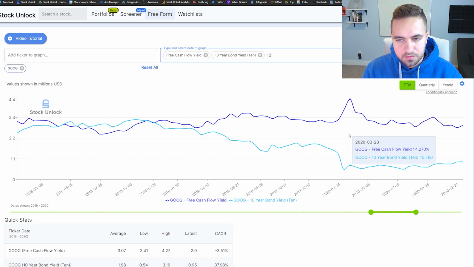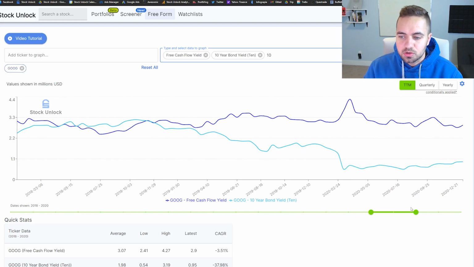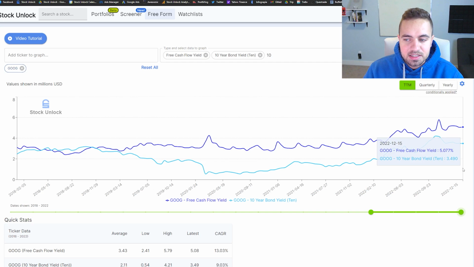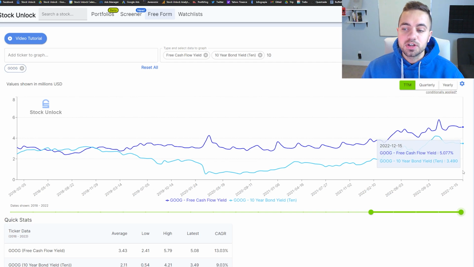Then this relationship finally changed, and we can see back here that in 2020, Google's free cash flow yield was about 4.3%, and the 10-year government bond yield was about 0.76%. So there was a massive margin of safety in buying Google stock at the pit of the stock market crash in 2020. Now, if we zoom out to today, we can see that Google stock has a 5% free cash flow yield now, and the government bond has a 3.5% yield, which still means that Google is selling for a margin of safety today.